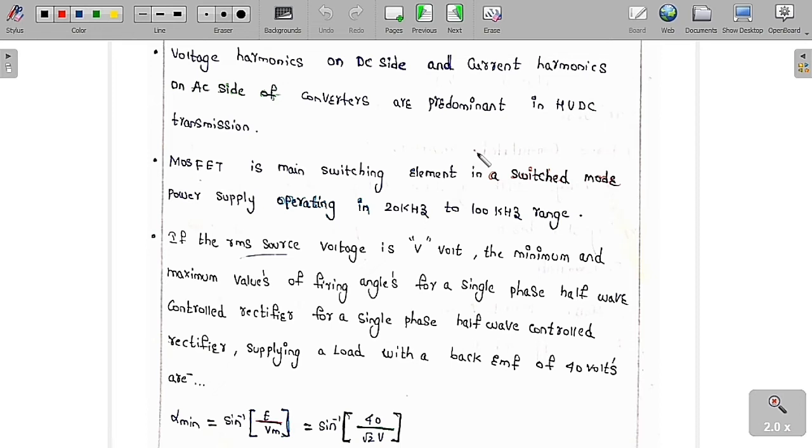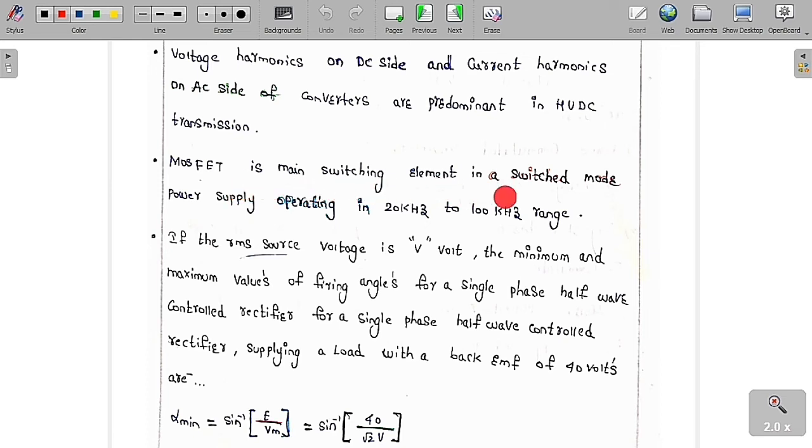Not by HVAC. So voltage harmonics on the DC side and current harmonics on the AC side of converters are predominant in HVDC transmission. In HVDC, we convert the AC to DC, so the current harmonics on the AC side and the voltage harmonics on the DC side play a very predominant role in HVDC transmission.